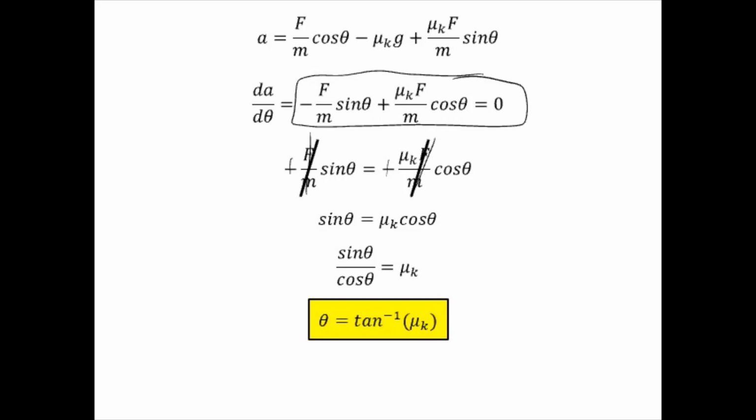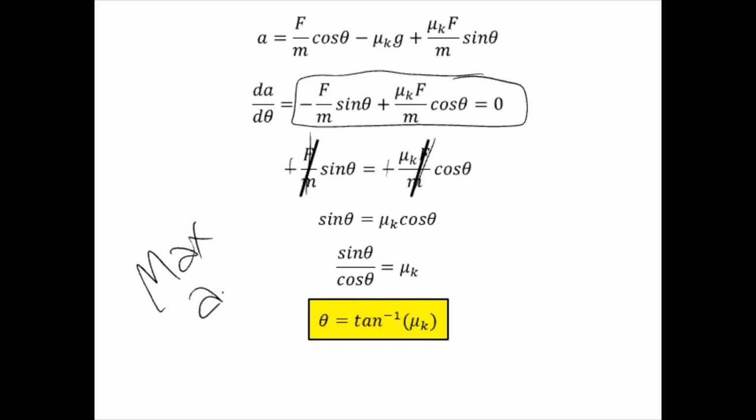And so theta is going to be the inverse tangent of mu sub k. Notice that when we solve this particular problem with variables, most of them end up canceling, which means they don't make any difference at all. The angle we want to pull at to get maximum acceleration is determined by mu sub k. We take the inverse tangent of mu sub k, and that's the angle where we get maximum acceleration. So none of the other values really mattered.